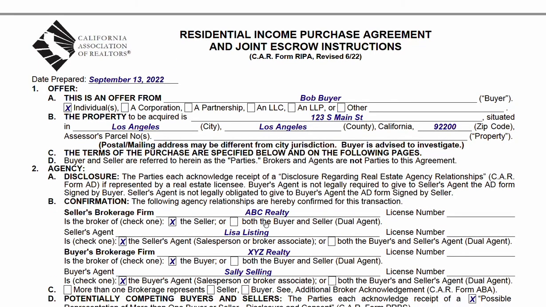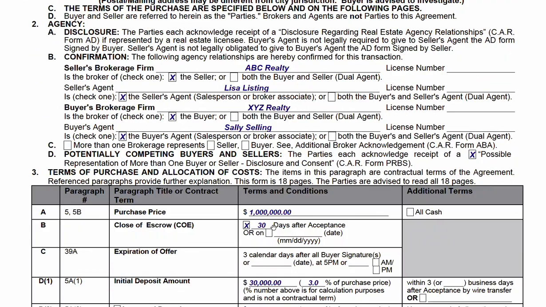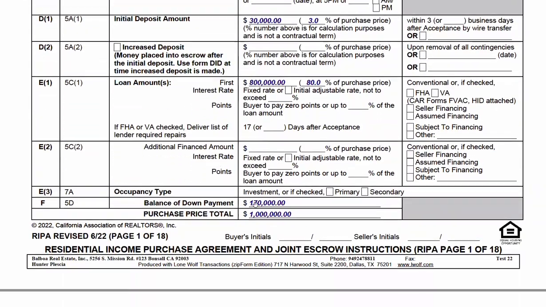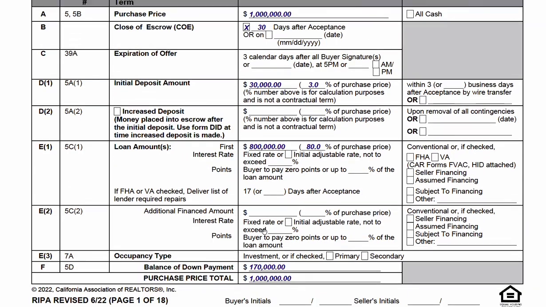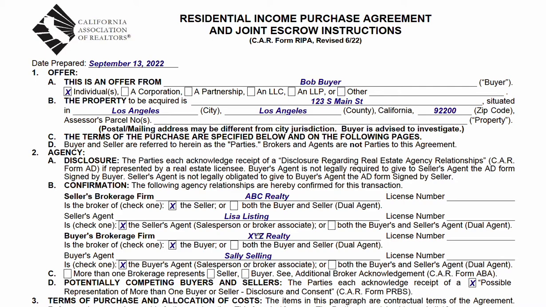And finally, we arrive at page 1 of the purchase agreement. Now, this form changed to match this grid matrix format that the normal RPA is on. And quite frankly, this form is basically the same thing as the RPA. There are just a couple different provisions in here because it's understood that this is for an investment property or an income property.